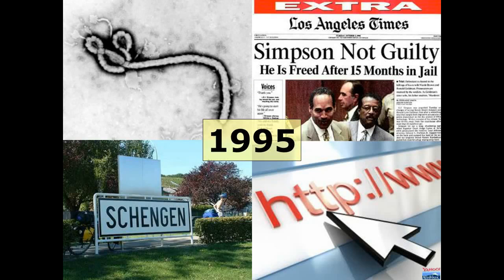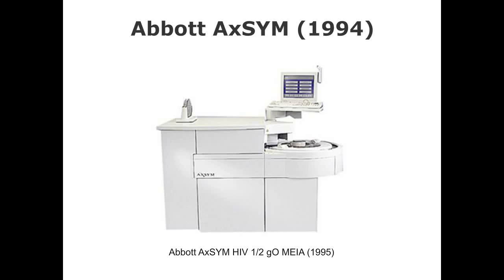Then we come to 1995 with the Kikwit epidemic of Ebola, the year of the O.J. Simpson trial, the acquittal of O.J. Simpson. This was the year when the Schengen Accord allowed the free movement of goods and people in the first 7 countries in Europe. And this was also the beginning of the World Wide Web, and we all remember the first browsers, Alta Vista and Yahoo, which allowed the World Wide Web.